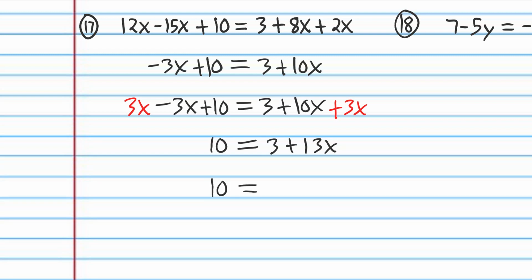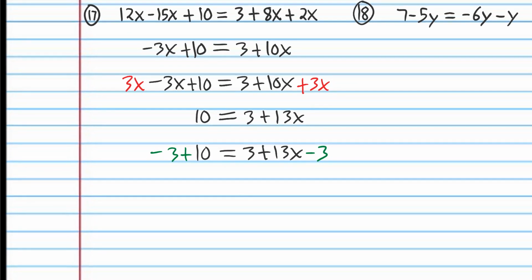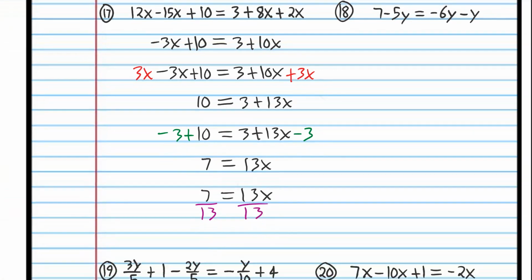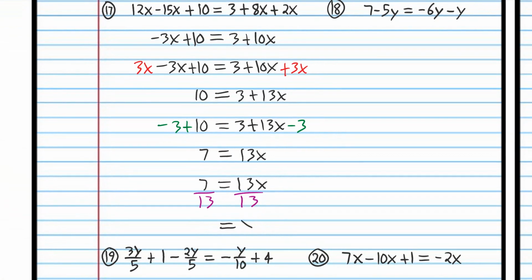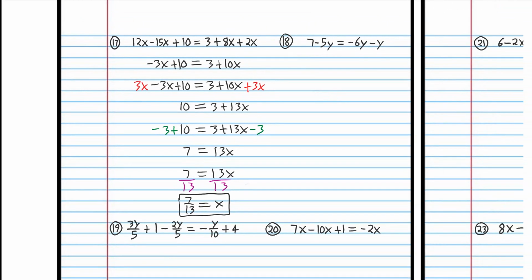And we're about to perform another operation. So rewrite. Subtract 3x from both sides. And rewrite again. Divide both sides by 13. And x equals 7 over 13. So if you got 7 over 13, very good.